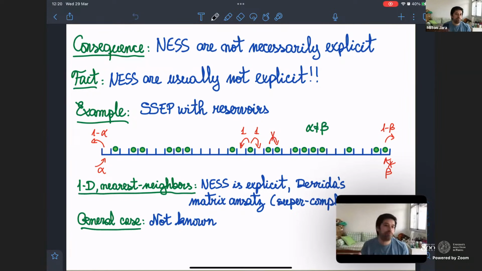But that doesn't mean that they are not really explicitly known. It might very well happen that for most interesting systems, you can actually find the non-equilibrium stationary states. But the general fact is that that's not the case. So in general, you define your very reasonable probabilistic model, which is non-reversible, and then you cannot really find explicitly what is the invariant measure of this non-reversible Markov chain. That's what I meant by non-equilibrium stationary states are usually not explicit.